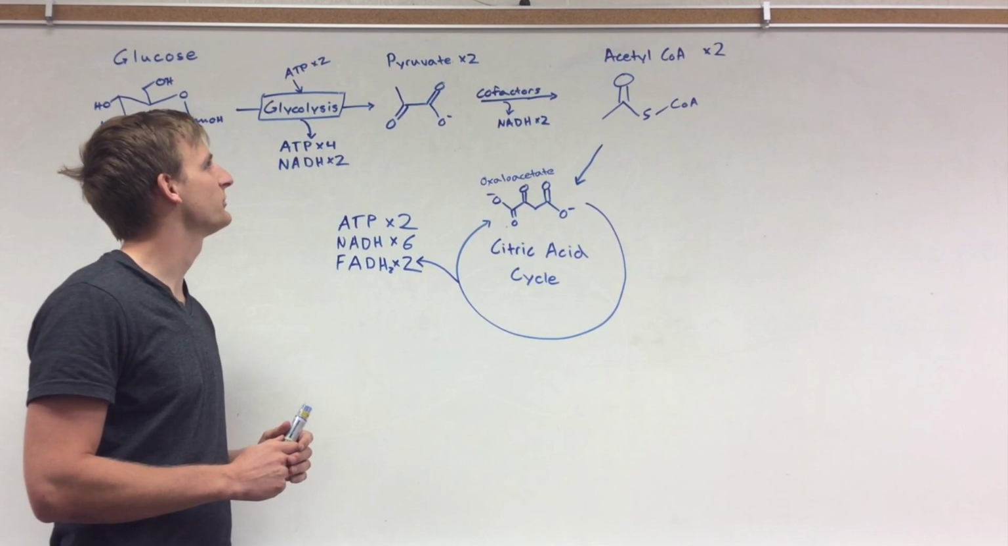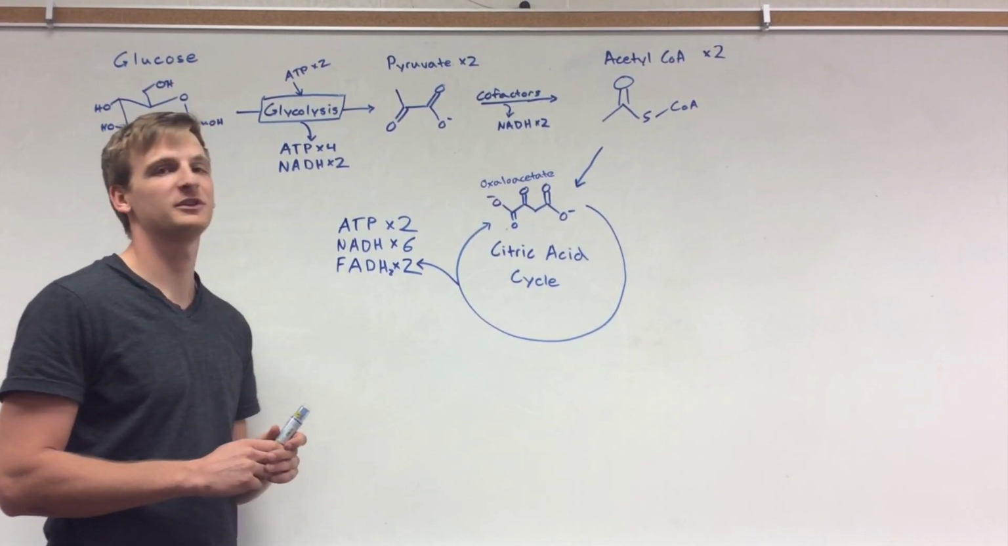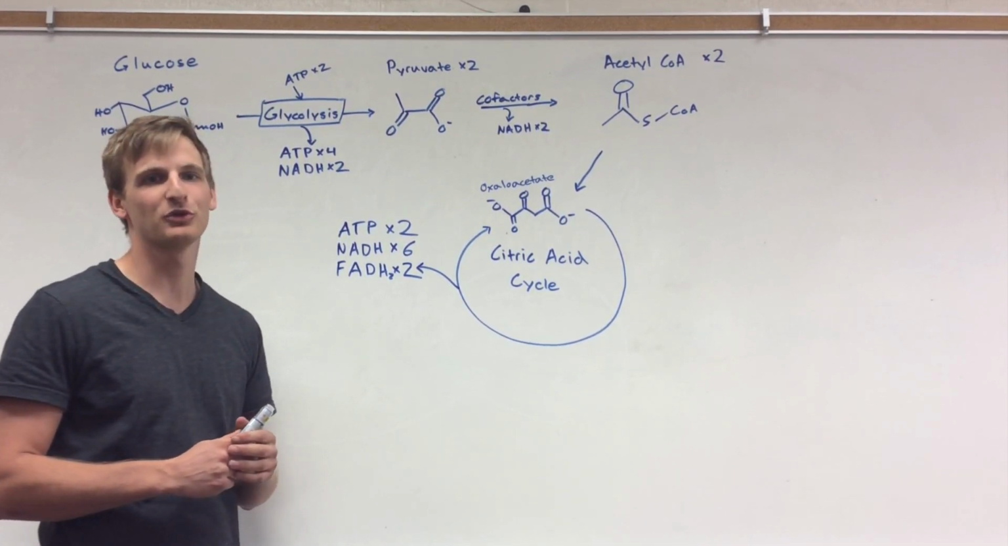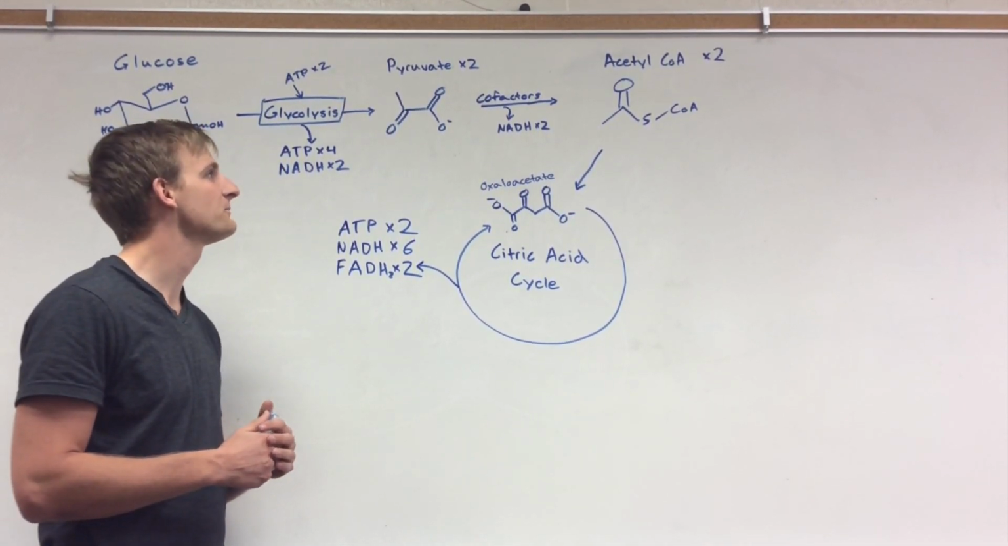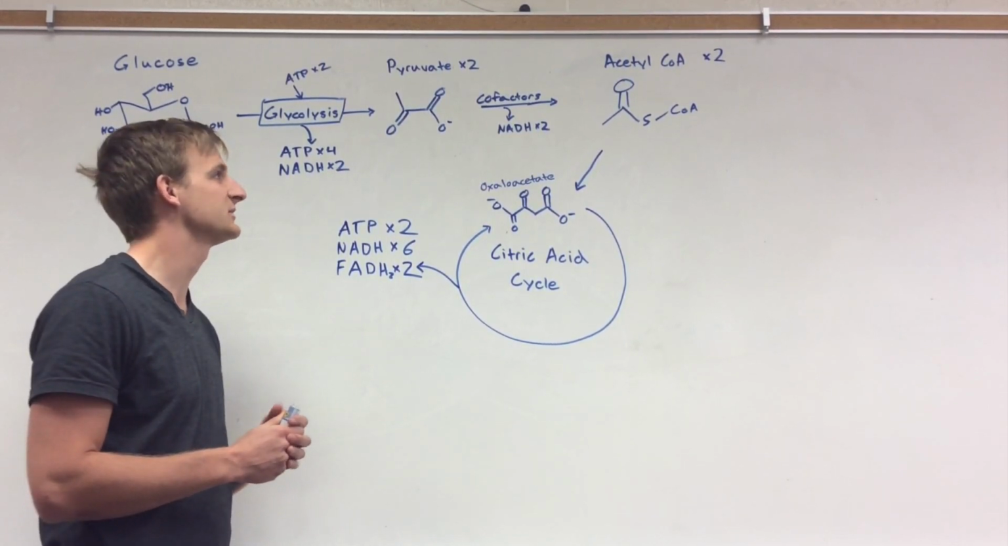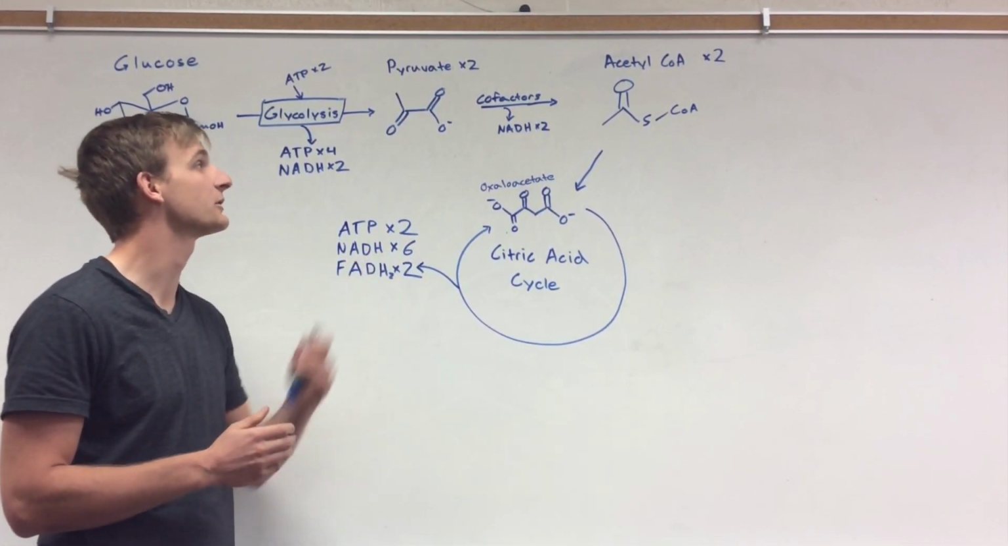The two molecules of pyruvate are then converted into acetyl-CoA through the cofactors in our body. This reaction produces two molecules of NADH. Sometimes people will include this in the process of glycolysis, and sometimes it is shown afterwards, as is shown here.